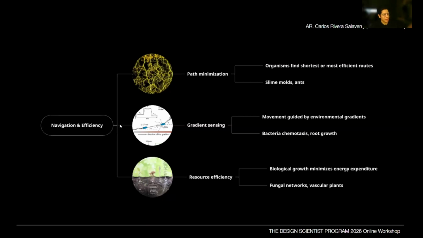Then we have this related to navigation and efficiency. We have path minimization, which is something that we're going to be seeing in the workshop, when organisms find the shortest or most efficient routes, like slime molds and ants. Gradient sensing, movement guided by environmental gradients: bacteria, chemotaxis, and root growth. Also, resource efficiency, where biological growth minimizes energy expenditure. And we can see this in fungal networks and vascular plants.